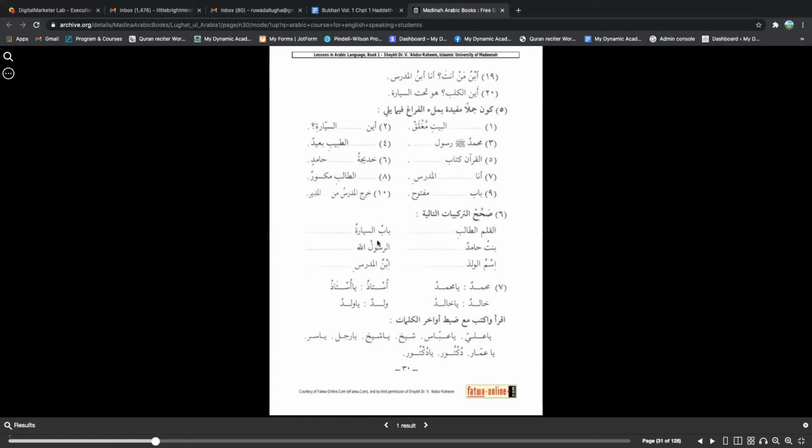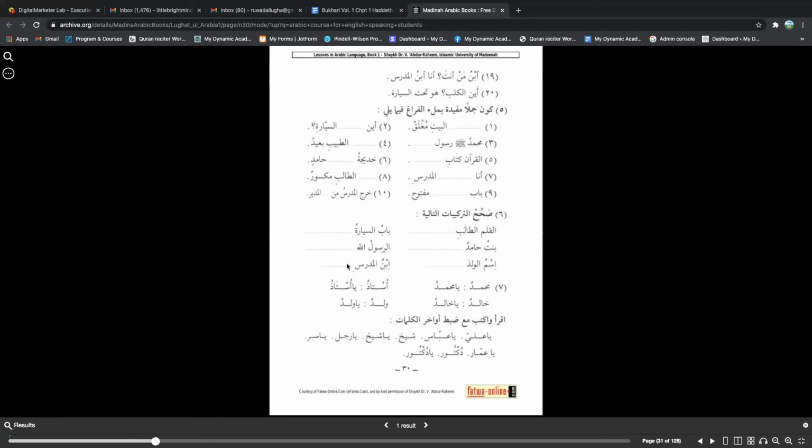Okay, babu as-sayaratu, what's wrong here? You see that it's bab, so it's babu, it's idafa, so the mudaf ilayhi has to be what? Has to be majrur. Right, so it has to have a kasra: babu as-sayarati. Okay, next one, bintu hamidun. It has two dhammas. So what's wrong with that? In the idaafah construction, the second word has to become majrur. Has to get kasra; here it would be kasratain. So in order to correct it, you have to make it bintu hamidin.